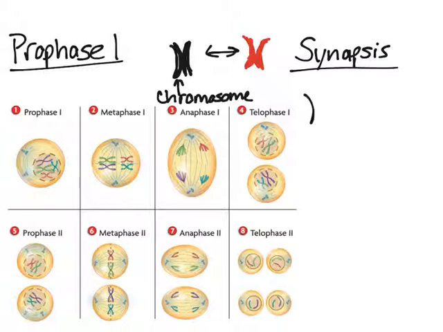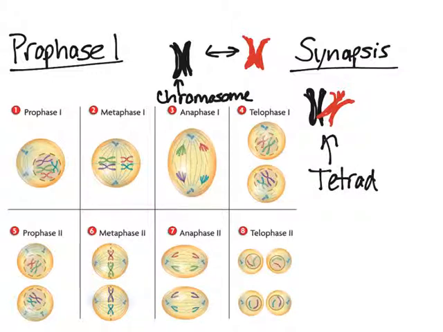And then when they're all lined up, let's pretend that's all lined up, they're next to each other. And this whole structure is called a tetrad. And so what can occur is crossing over, which is essentially just exchanging different parts. So if crossing over occurs, the chromosome may look something like this. So originally you had something like this.